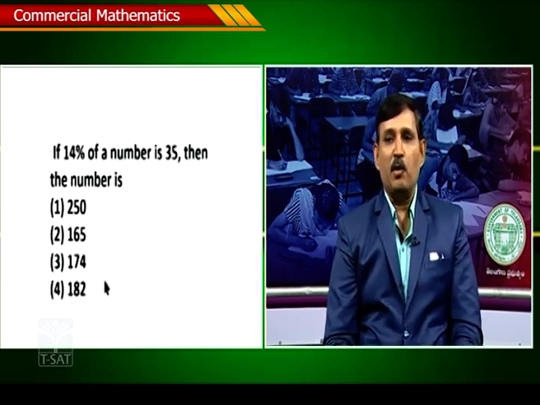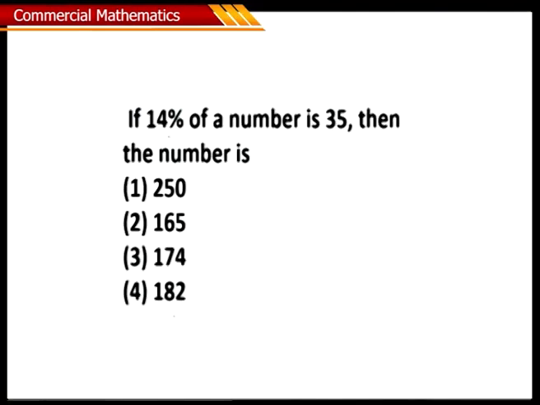Now let us check one more problem. Here it is given that 14% of a number is 35. Then what is the number? Because we don't know the number, consider it as x. So 14%, percent means per 100, of means into the number, which we take as x, is equal to 35. It is as simple as that.